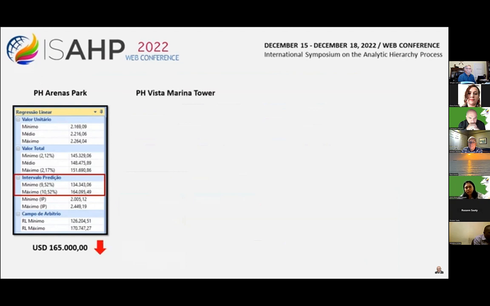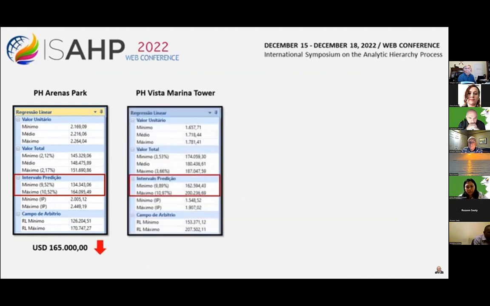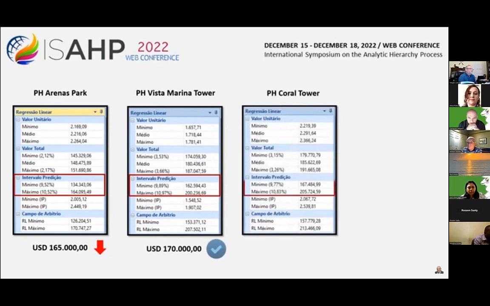PH Vista Marina Tower, the prediction ranges 162,594.43 and 200,236.69 USD. The bid price of $170,000 is contained in the range. PH Coral Tower, the prediction ranges 167,484.99 and 205,724.59 USD. The bid price of $200,000.00 is contained in the range.